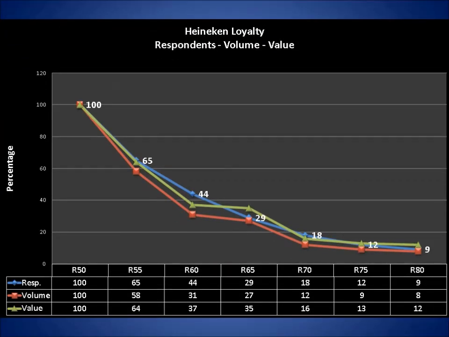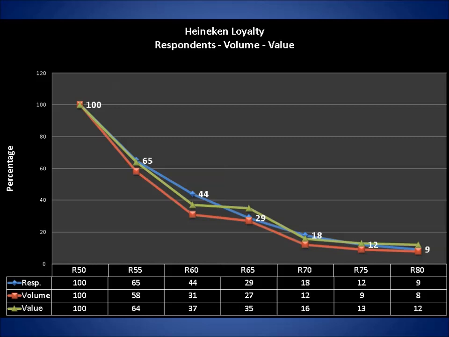And now back to Heineken. Remember, this is the loyalty curve, where 100% is 38% of the respondents when all brands sell at 50 Rand. We did ask them, well, we know their volumetrics, how much do you buy, how many carry packs do you buy in a month? So we can come up with a volume curve, the red curve.